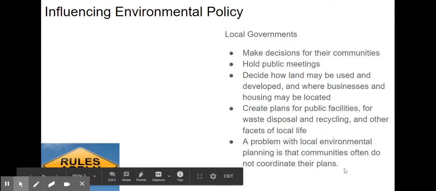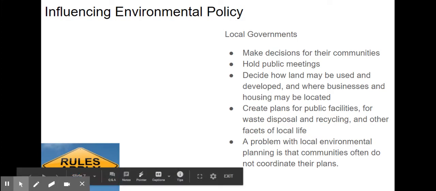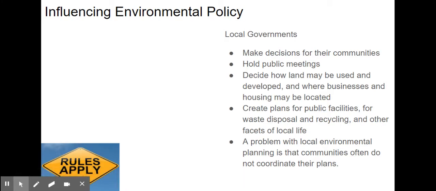A problem with local environmental planning is that communities often do not coordinate their plans. So Cape Coral might have some plans, and Fort Myers might have plans, but those plans do not coordinate between the two cities.